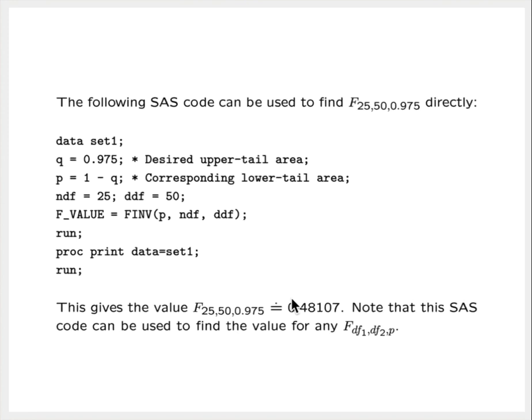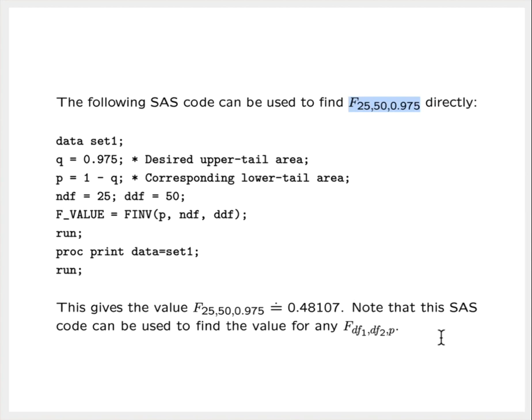And so here is some SAS code that we can use to find this 0.975 percentage point directly, without actually having to use that relationship. We can just find it directly. All right, and so this SAS code, and I'll let you read through this, will give us the upper 0.975 percentage point for the F distribution with 25 numerator and 50 denominator degrees of freedom being equal to 0.48107.